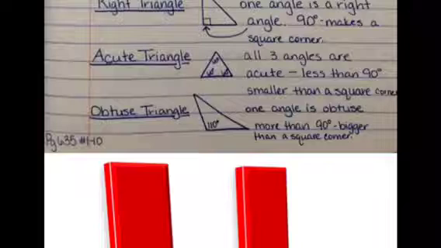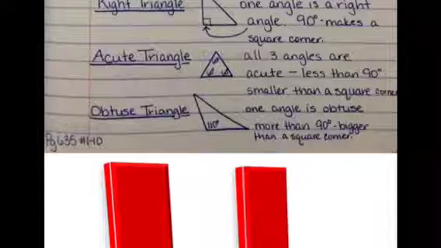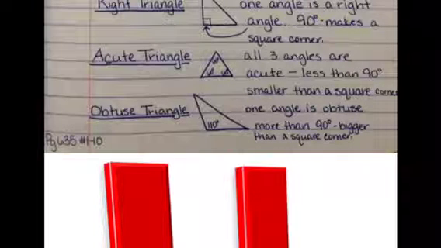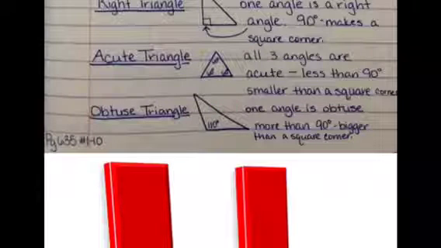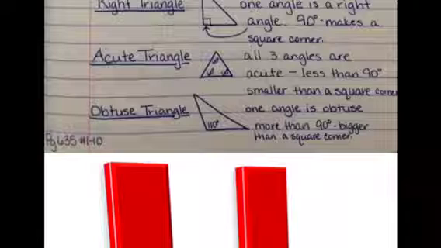And our last one is an obtuse triangle. It has one angle that is obtuse. That means it is more than 90 degrees. It is bigger than a square corner. And it makes me think of just a deep voice when you say obtuse. It is an obtuse triangle, and that makes me think of it being bigger than 90 degrees. So you're going to record all these notes into your journal.